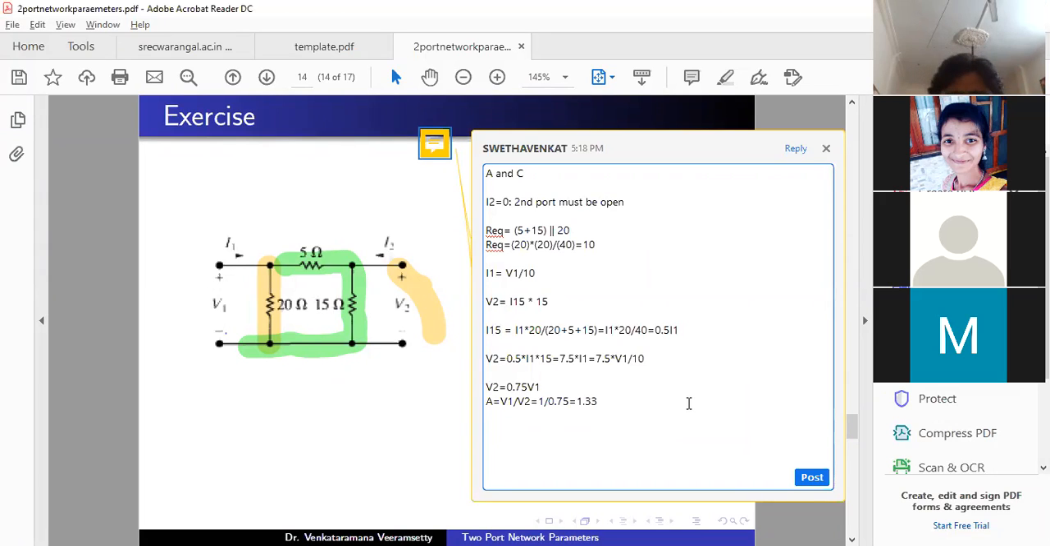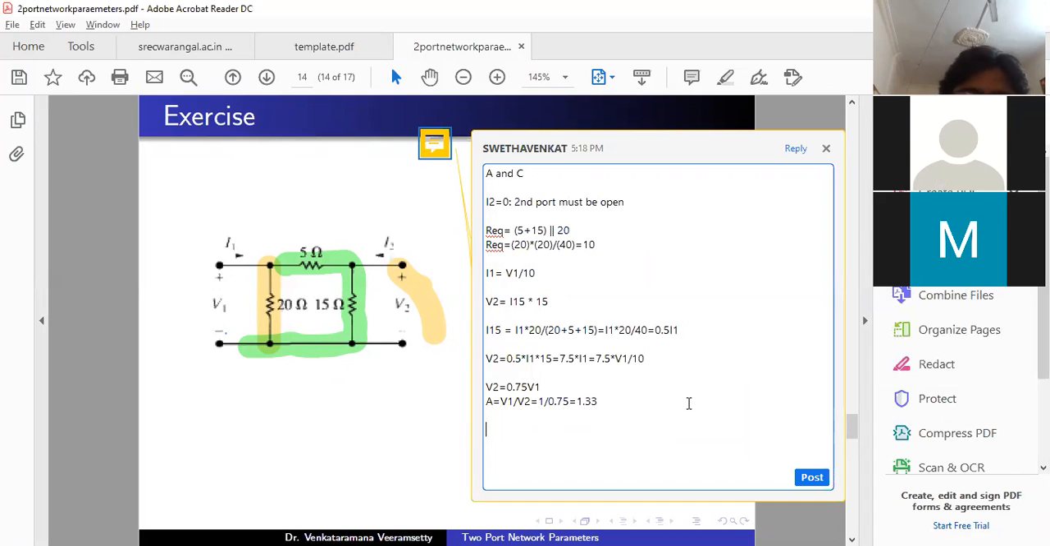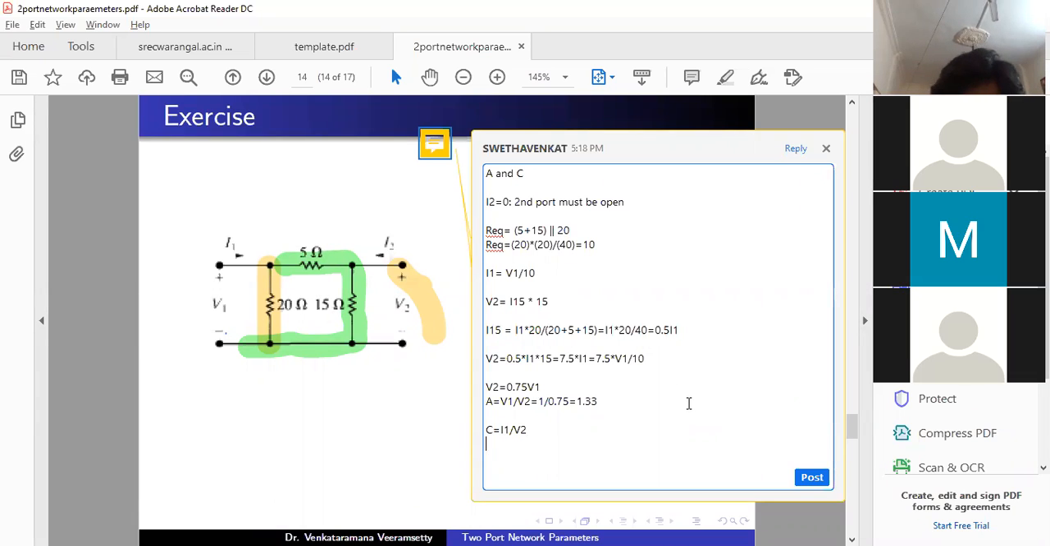Now, what is the other parameter we can calculate by making the second port open? That is the C, right? How do we calculate C? Anyone able to remember? C equals I1 by V2. Good. So how do we get I1 by V2?